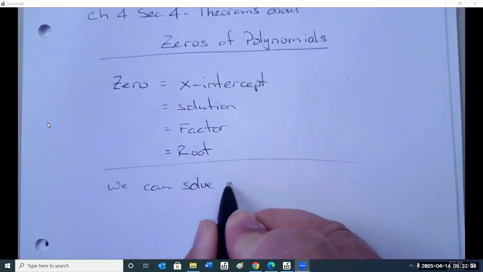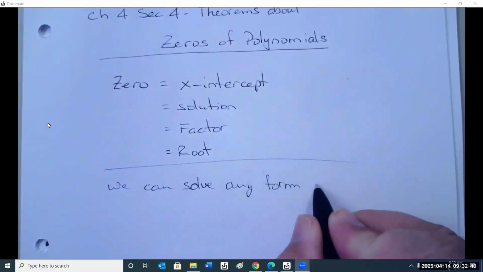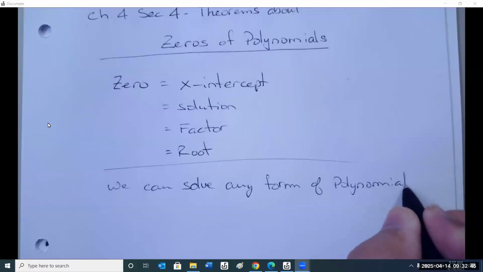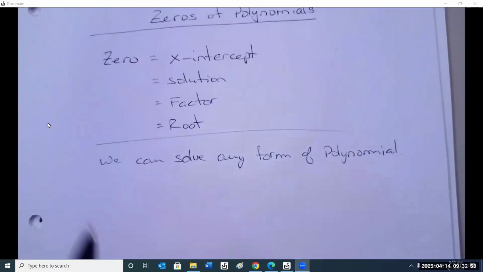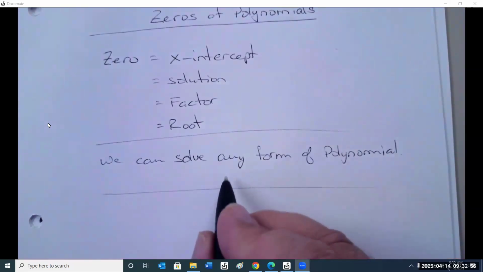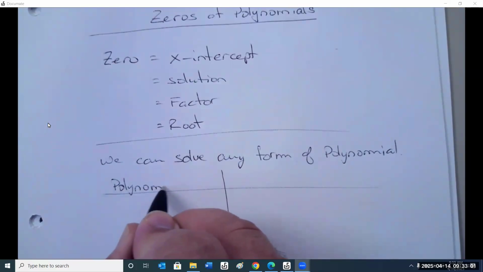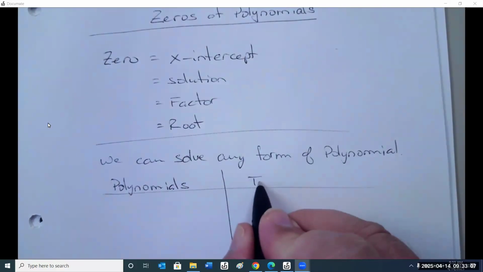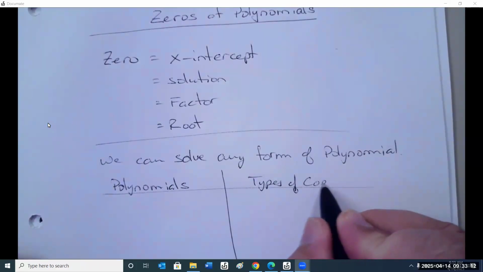We can solve any form of polynomial. It could be a rational polynomial. It could be, well, I'll show you the types it could be. And the types of polynomials depend on their coefficient.